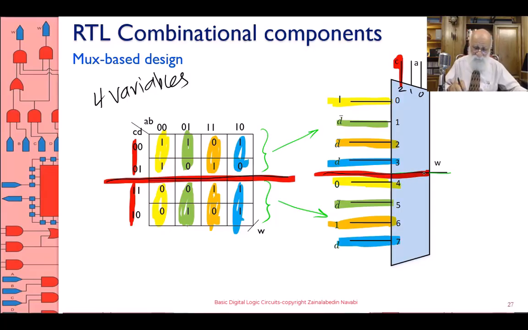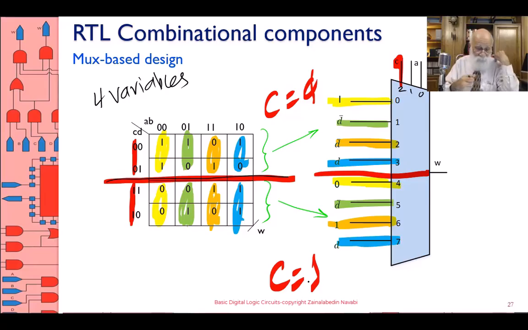And then I split the Carnot map as such. This is for C equal to 0. This is for C equal to 1. So let's do the mapping. Let's look at the first part, the upper part.